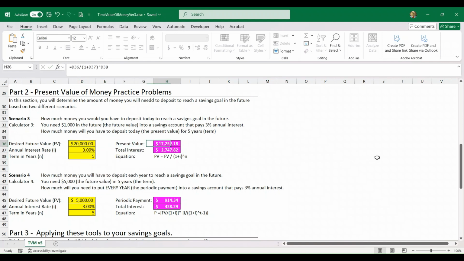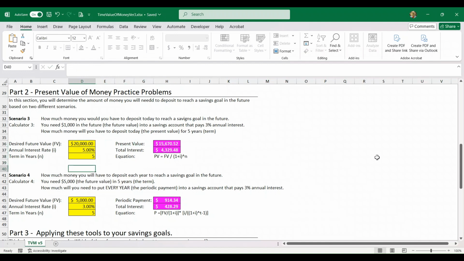Therefore, I need to put away $17,252 right now. Well, geez, if I could earn a higher interest rate, maybe I could earn 5% instead of 3%. You can see the actual amount that I have to put away today goes down.